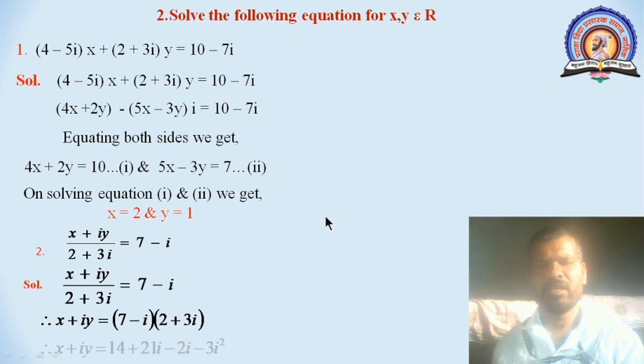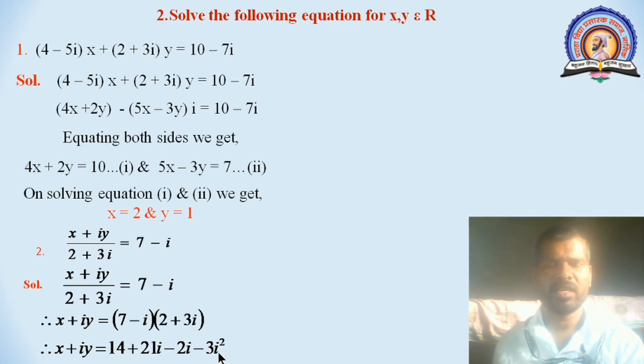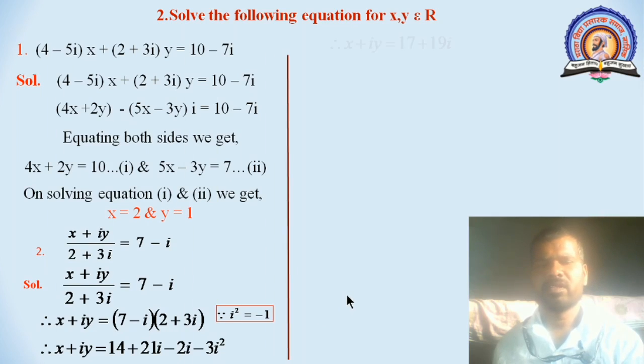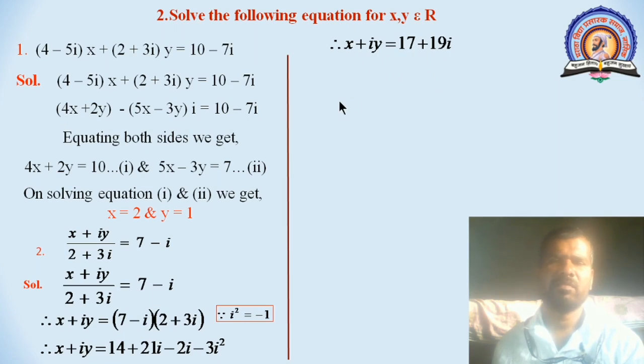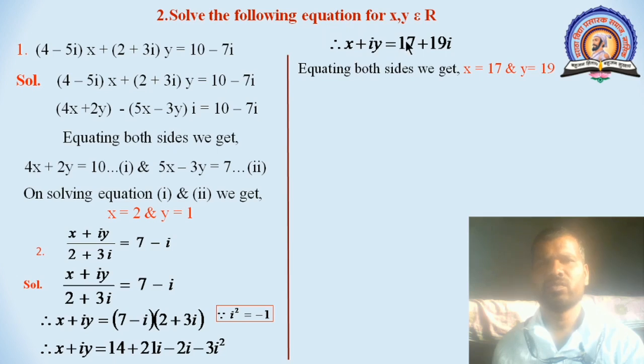So on multiplying (7 minus i) into (2 plus 3i), you will get x plus iy is equal to 14 plus 21i minus 2i minus 3i square. So put value of i square as minus 1. So we will get x plus iy is equal to 17 plus 19i. So again same, two complex numbers are equal, their real and imaginary parts must be equal. So on equating real and imaginary parts, you will get x is equal to 17 and y is equal to 19. Next example is (x plus iy) into (5 plus 6i) is equal to 2 plus 3i.